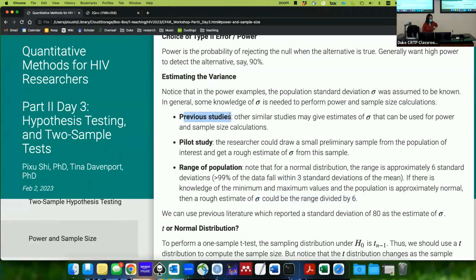So previous studies, pilot studies, range of the value, those can be used to infer the sigma. If you do not have any of those, you probably have to state your effect size in terms of the standardized effect.